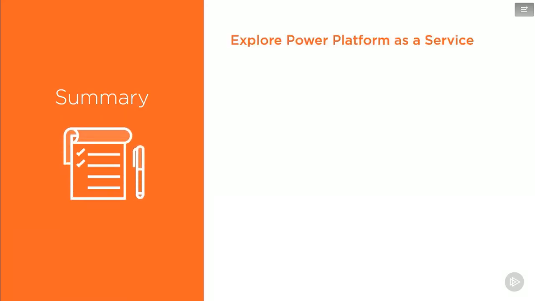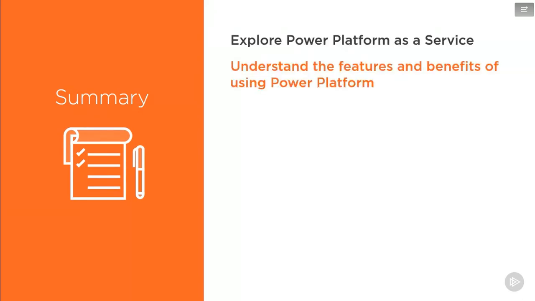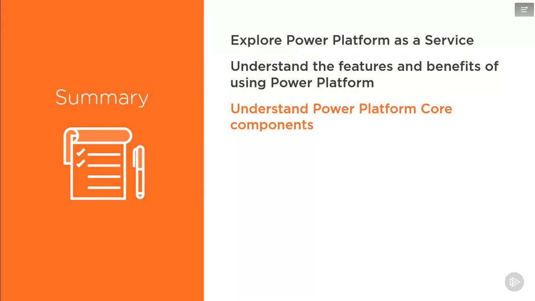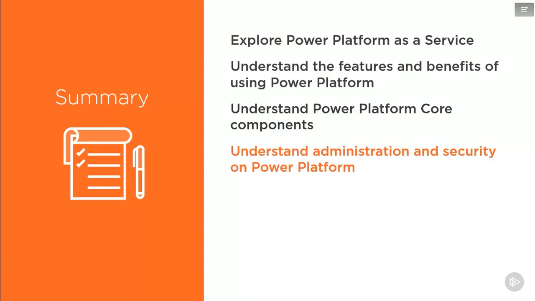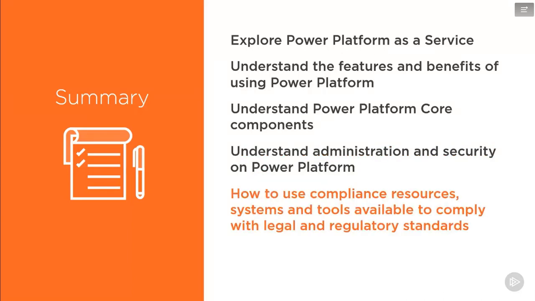To recap, in this module, we explored Power Platform as a service, and we discussed the different features available and the benefits we can get from using Power Platform. Also, we explored the core components of Power Platform to understand how it can empower organizations to get better results. We also discussed the different mechanisms and systems available to allow us to administer our tenants and ensure a secure environment. And we finalized by understanding what are the compliance resources, systems and tools available and how to use them to ensure that organizations are compliant with legal and regulatory standards.